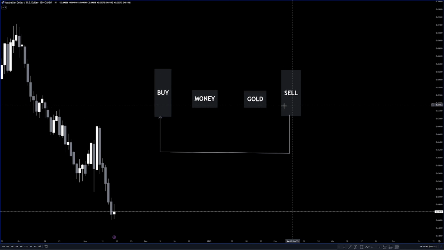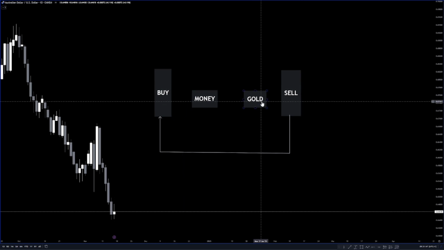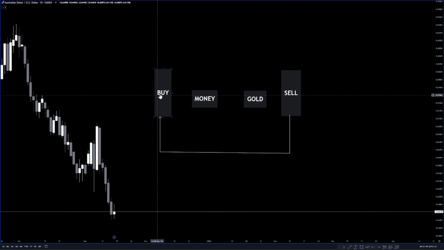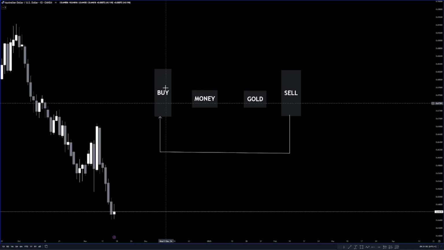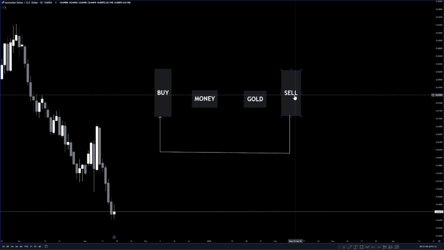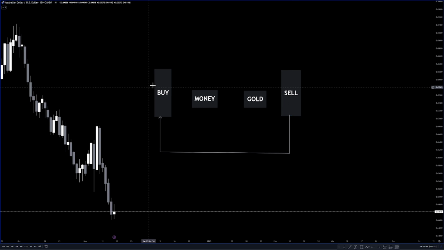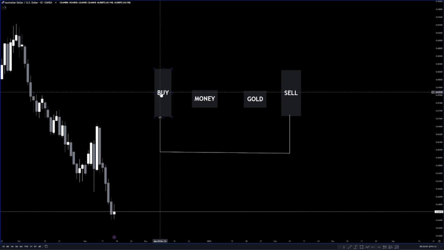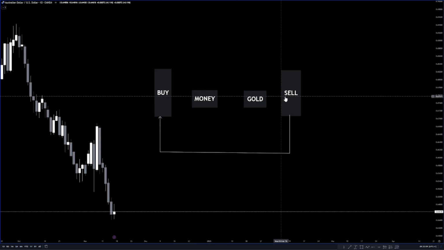And this is where the market becomes complicated for people, and they don't understand what's happening. This is where they start telling you, oh, there are more buyers than sellers, which is wrong. There can never be more buyers than sellers. The market is always balanced. There is nothing like imbalance.